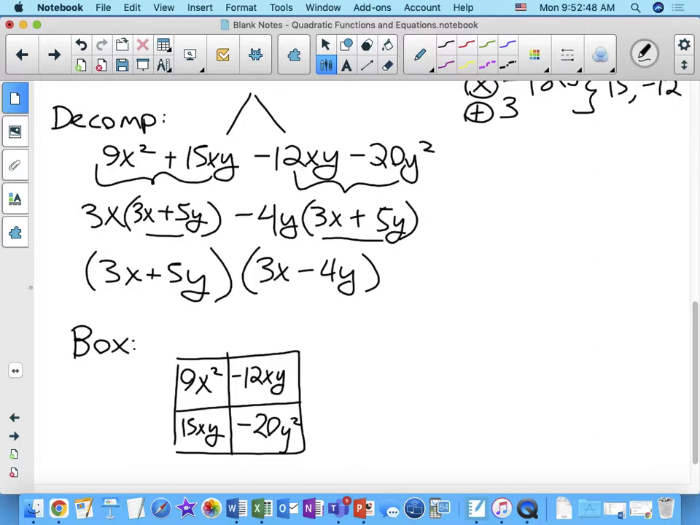Okay? Then what we're going to do is look at the top row and the left column. And we're gonna take the GCF out of each one. So here, the GCF is 3x. And actually, the GCF can go right here. This is the GCF.